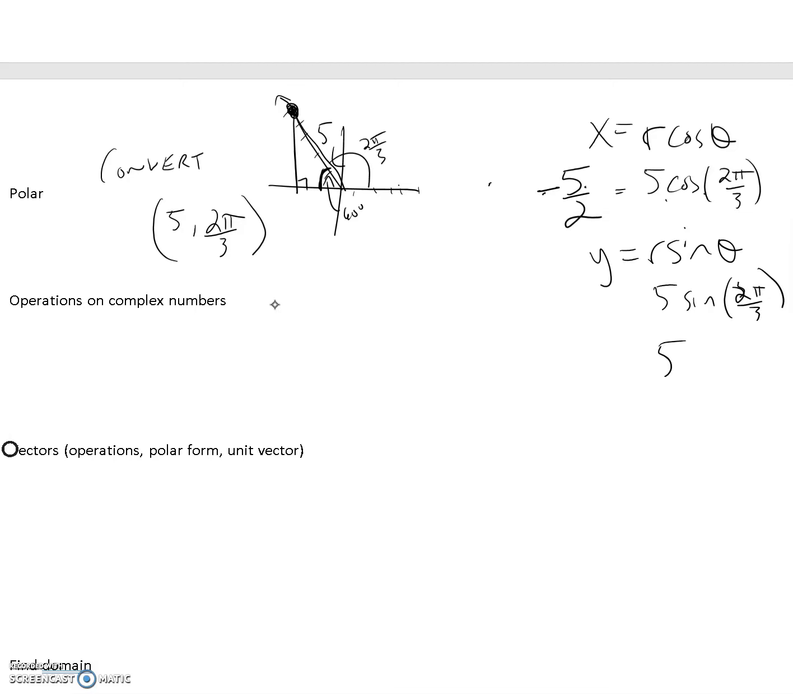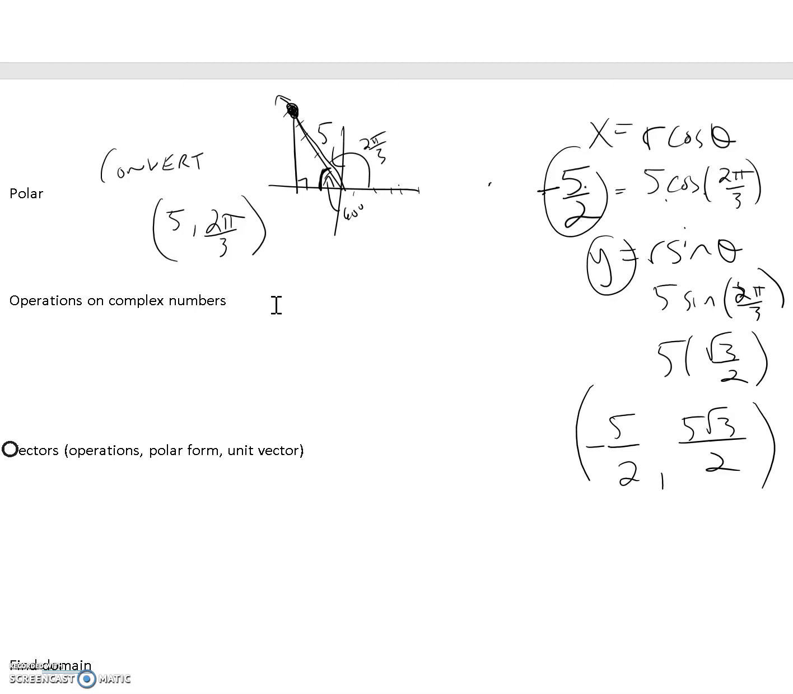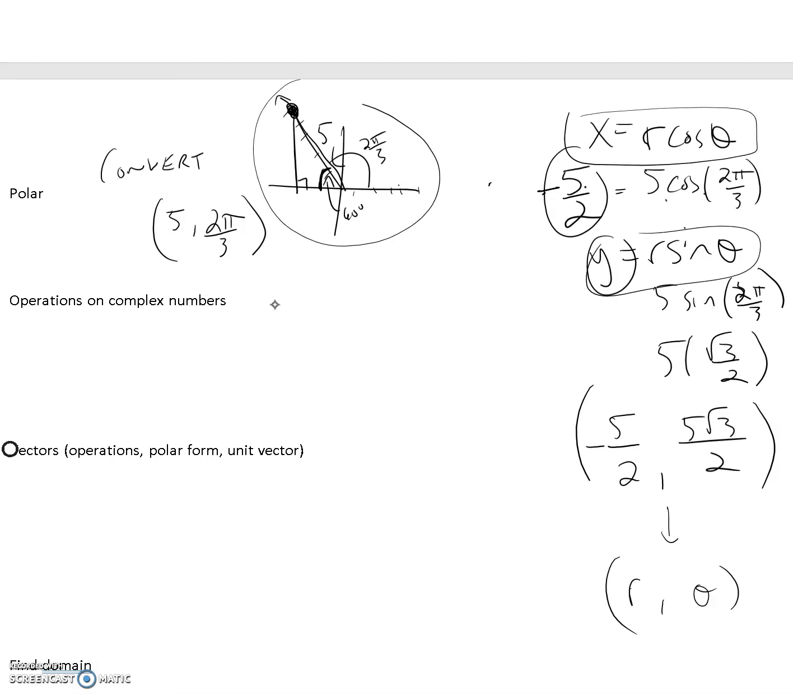And then this would be 5 times the sine. The sine of 60 degrees is root 3 over 2, and it's positive. So there's your y value, here's your x value. To put that in a point, you end up with that xy system. Also be able to go from this way back to polar form. Okay, and you can just draw your picture like I did, figure out the sides, or you can use these formulas.